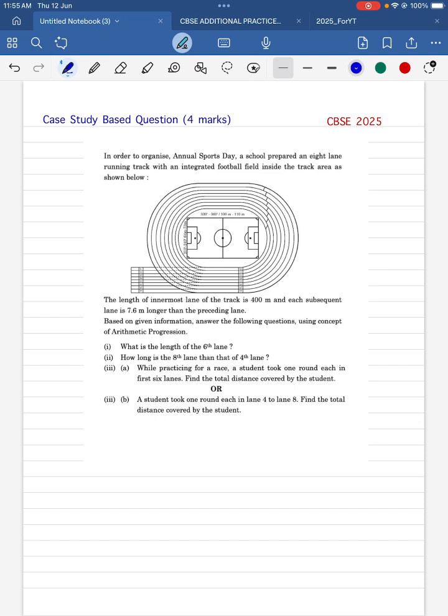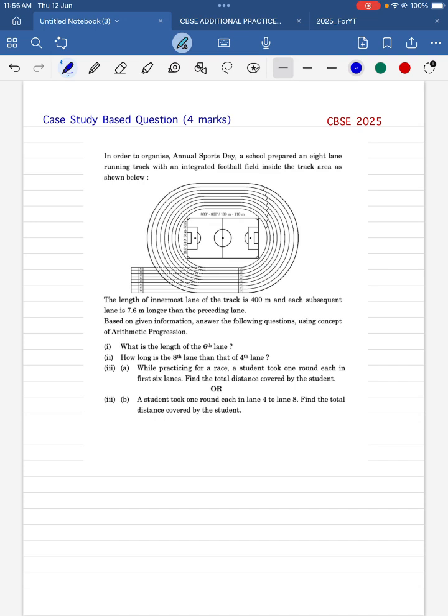Now, in order to organize annual sports day, a school prepared an 8-lane running track with an integrated football field inside the track area, as shown below. The length of the innermost lane of the track is 400 meters and each subsequent lane is 7.6 meters longer than the preceding lane. Now, based on the above given information, answer the following questions using the concept of arithmetic progression.